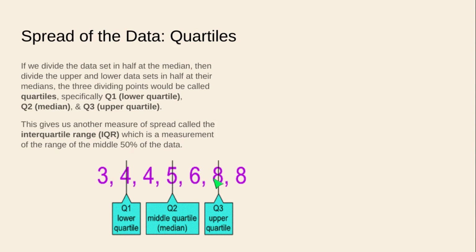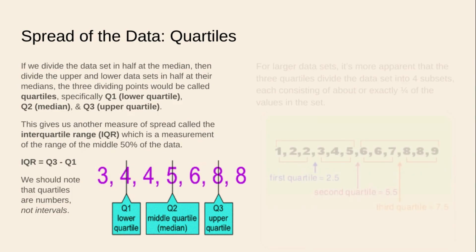Okay, so the middle two quarters would constitute a range of values. That range between Q1 and Q3 is called the interquartile range. We take Q3, which is 8 in this case, and we subtract 4, and that would give us an IQR of 4. All right, interquartile range is Q3 minus Q1. And we should note that quartiles are numbers, not intervals. A quartile is not an interval. A quartile corresponds to a number within a data set.